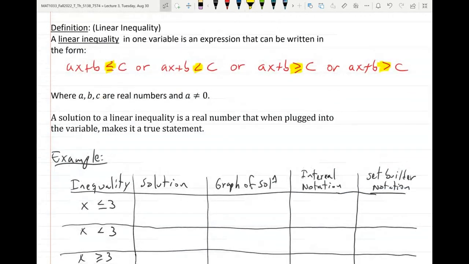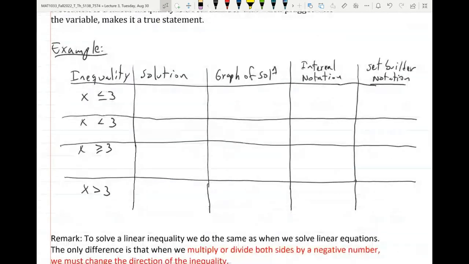And what does it mean to have a solution? A solution means it's a value that when you plug it into the variable, you get a true statement. Okay? The simplest type of inequality that you could get is something like this. Here there's nothing to do. Okay? For example, who can read the first one? How do you read the first one? X is less than or equal to 3. The second one? X is less than 3. This one? X is greater than or equal to 3. And this one? X is greater than 3.